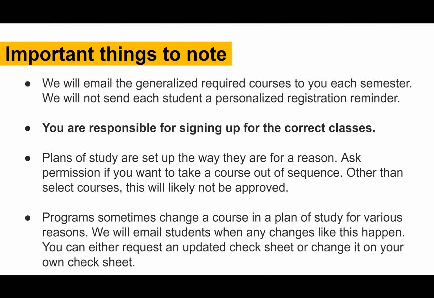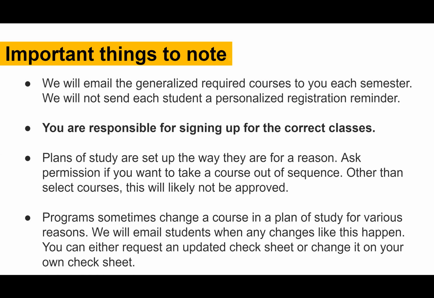So a few other things to note. We will email the generalized required courses to you each semester. So this is the courses that are listed on the left-hand side of your check sheets. We're going to send those out, including the more detailed information for that semester. So things like the time and days that class meets and the specific course number for those. We'll send those out in an email to you each semester, but we will not be sending you a personalized registration reminder. So again, if you got off track, it's your responsibility to sign up for the correct courses.